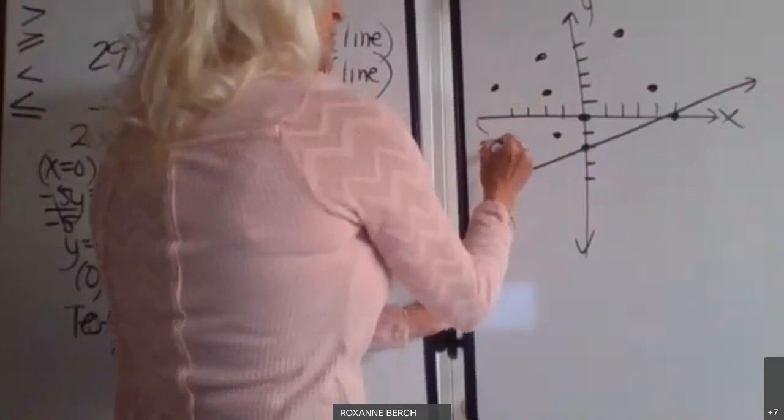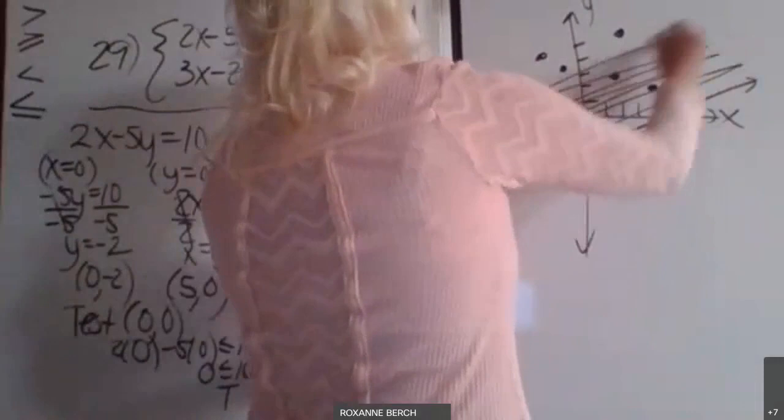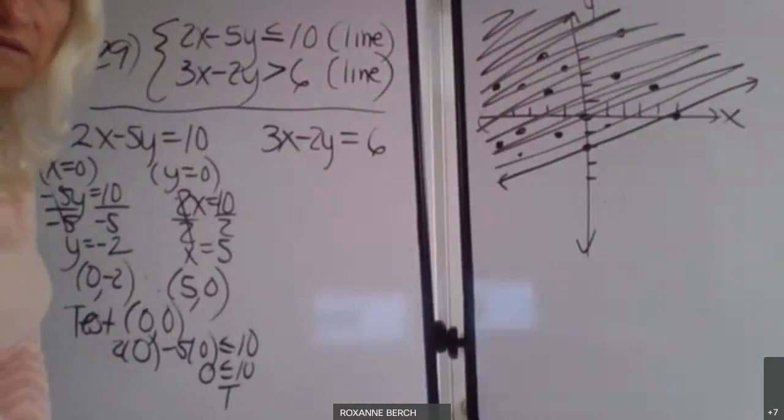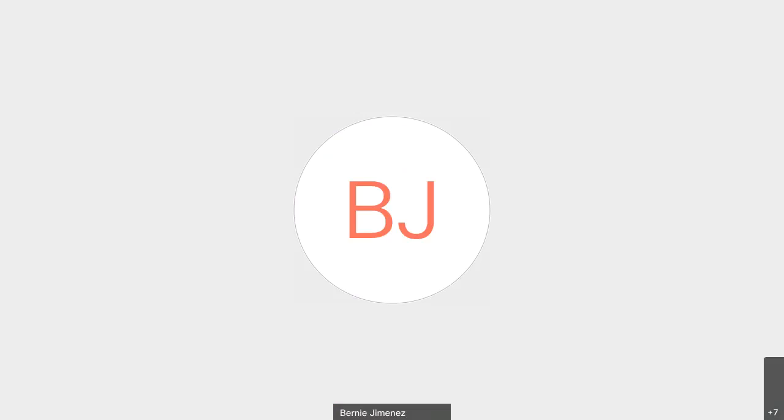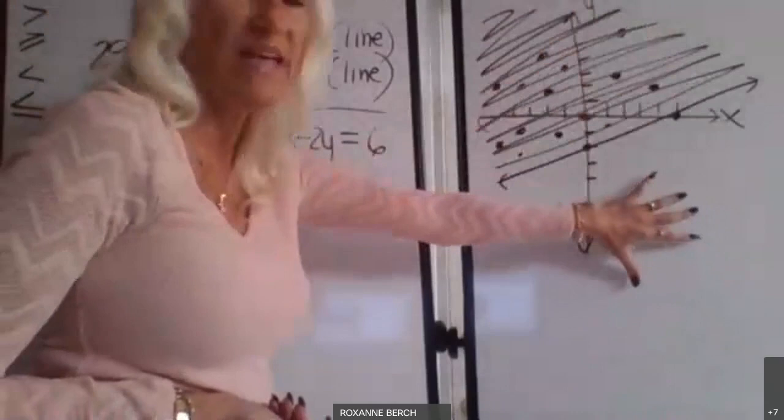So instead of doing this for the next 10 years, what we do is we just color it in and say that all of those are solutions. Bernie, do you understand what I'm saying? Yeah. Now, if it was false, you would not shade that. So what's that mean? If you're not going to shade that, you would have to shade this, right?